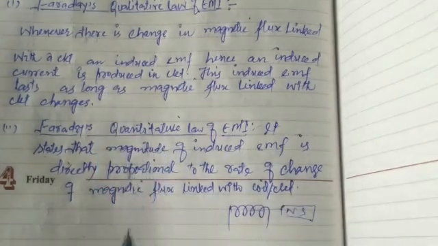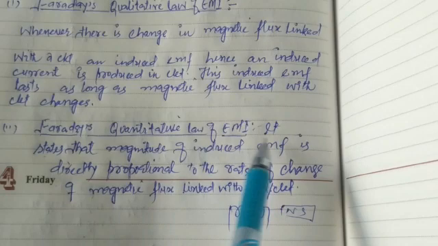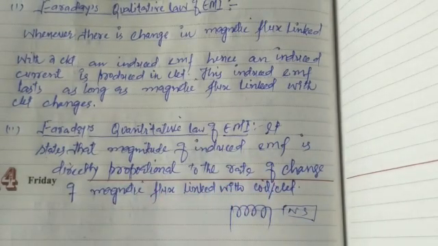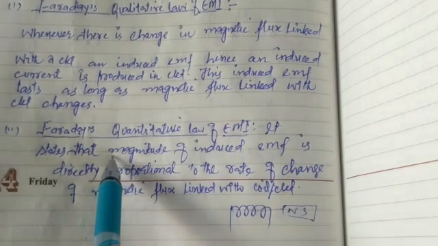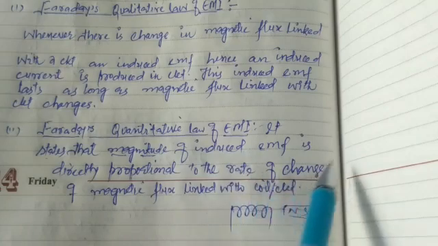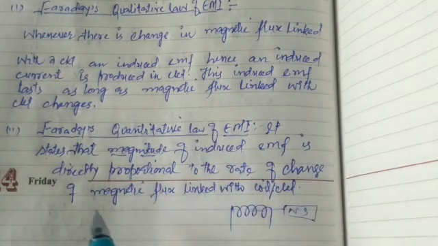And the second law is called the quantitative law, that is, how much quantity. According to this law, the magnitude of induced EMF, magnitude meaning how much, by amount, is directly proportional to the rate of change of magnetic flux.